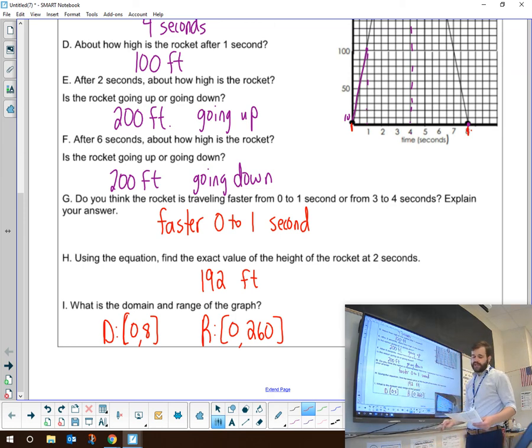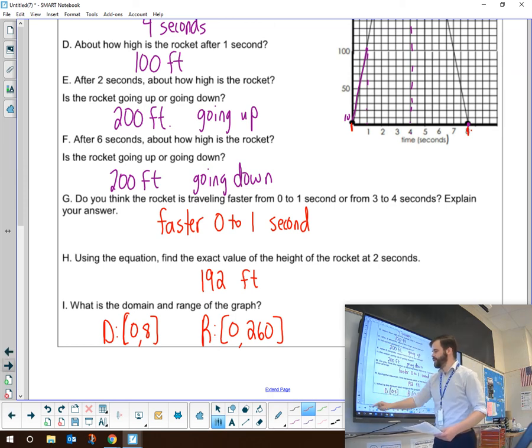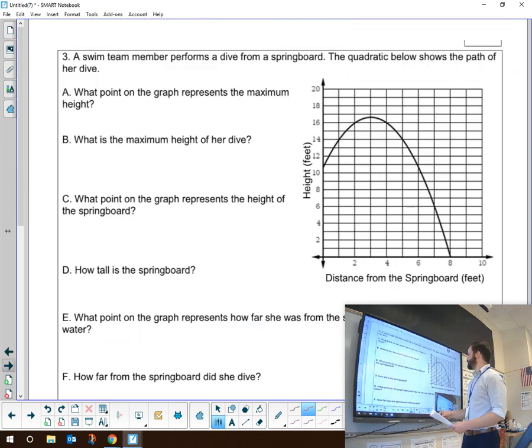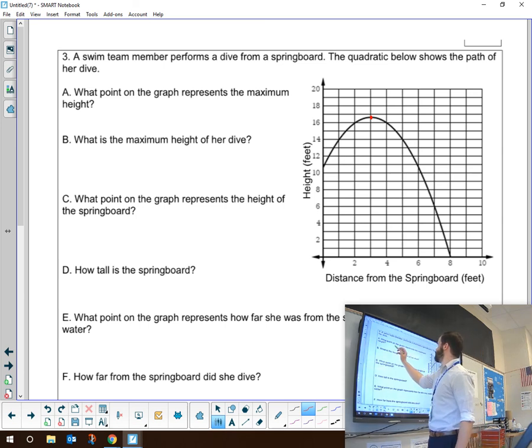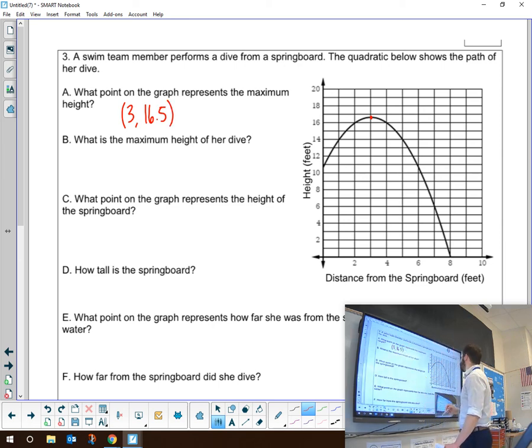So all we're doing is we're just interpreting these graphs. Let's go ahead and turn the page. Let's take a look at this one. What point on the graph represents the maximum height? So we have another graph, and so our maximum height is going to be here, and we're just going to guesstimate it a little bit. Obviously, it's at 3, and so we're going to say our maximum height is going to be 3, 16.5. 3 seconds, 16.5 feet. I mean, 3 feet out, 16.5 feet up.